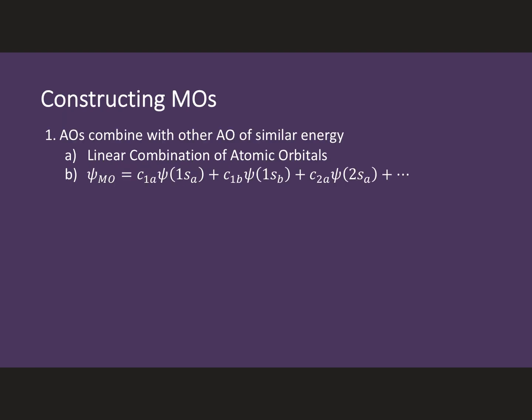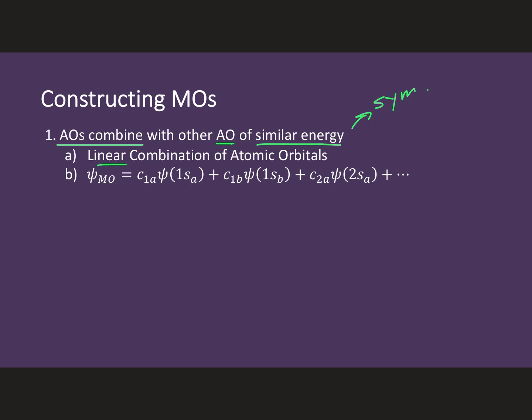So to make molecular orbitals, we're going to start by combining atomic orbitals with atomic orbitals of similar energy. Eventually, we'll have to talk about the symmetry of those orbitals as well, but don't worry about that now. All we need to care about is the energetics.